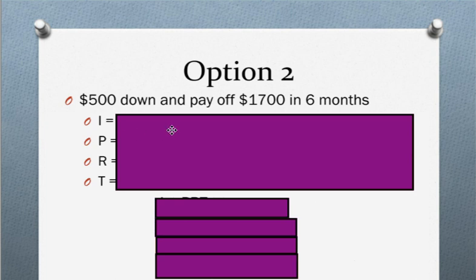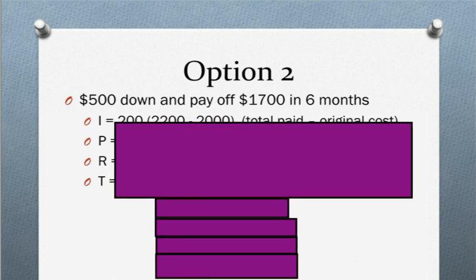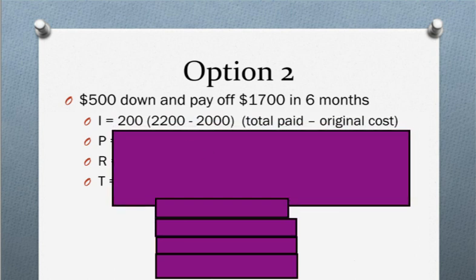Under option 2, if we do a $500 down and we pay off the $1,700, okay, so remember, in total, we're going to be paying $2,200, and the bike costs $2,000. That means that we're paying $200 extra, so that's our interest.